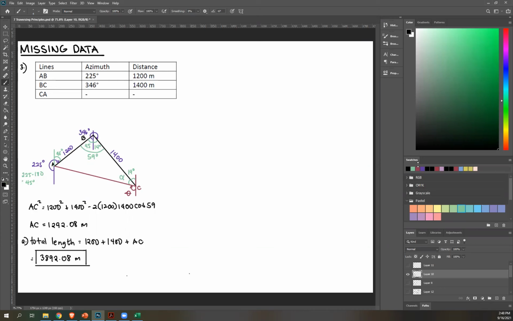To do that, we can use sine law. So sine alpha over opposite 1200 equals, I'm going to use what we know. I know this angle, so that's sine 59 over opposite side, length AC. And I already know length AC, that's 1292.08. And don't forget, you're using the stored value of that. From this, please solve what's alpha in degrees, minutes, seconds.